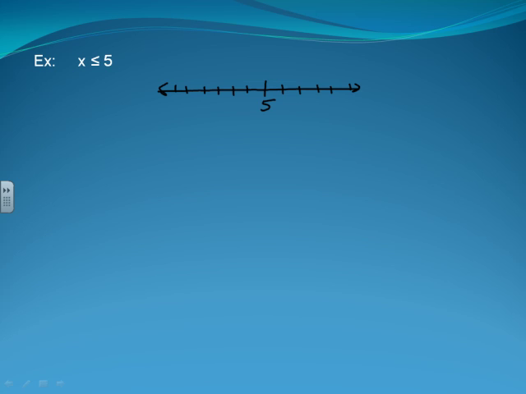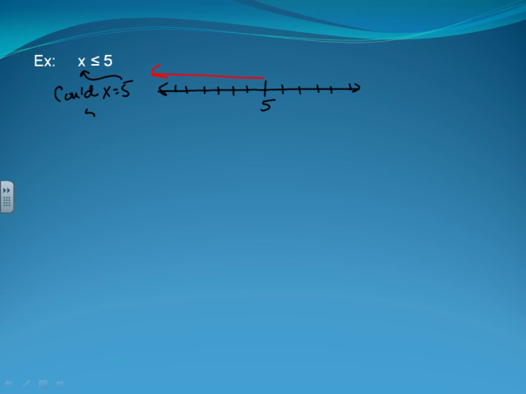You would agree with me that 4, again, would work. 3 would work. 0 would work. 4.9999 would work. And so just like before, we want to extend our arrow to the left. Anything less than 5 works. But unlike the previous example, we also could let x be 5 itself.